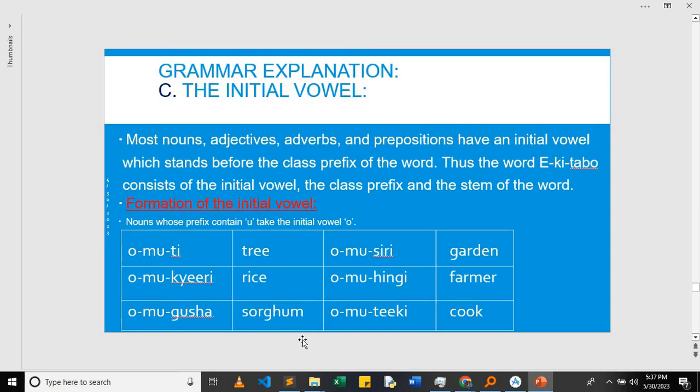Then we have the initial vowel, like a vowel that begins most of the words in Runyankole. So we say that most nouns and adjectives have an initial vowel which stands before the class prefix of the word. Thus, the word ekitabo consists of the initial vowel e, then the class prefix ki, and then the stem, which is tabo.